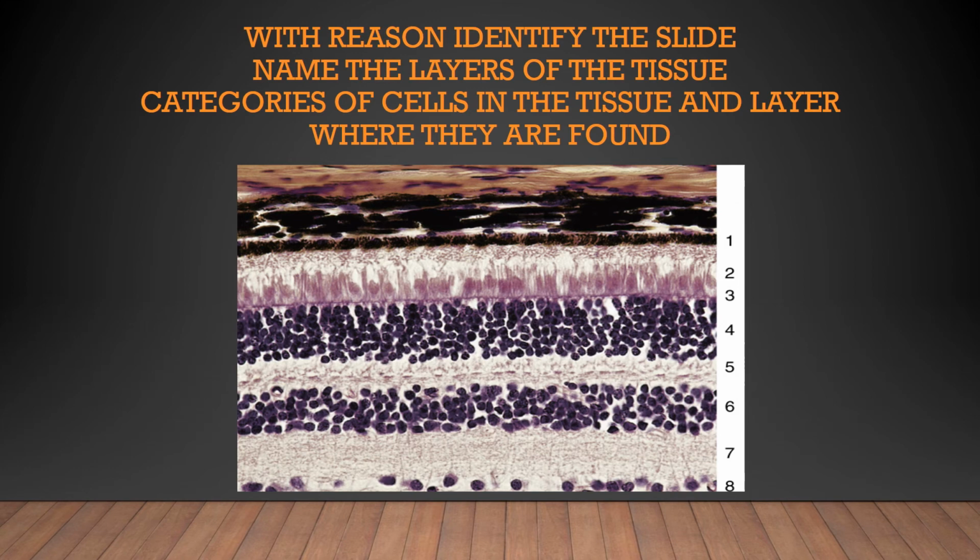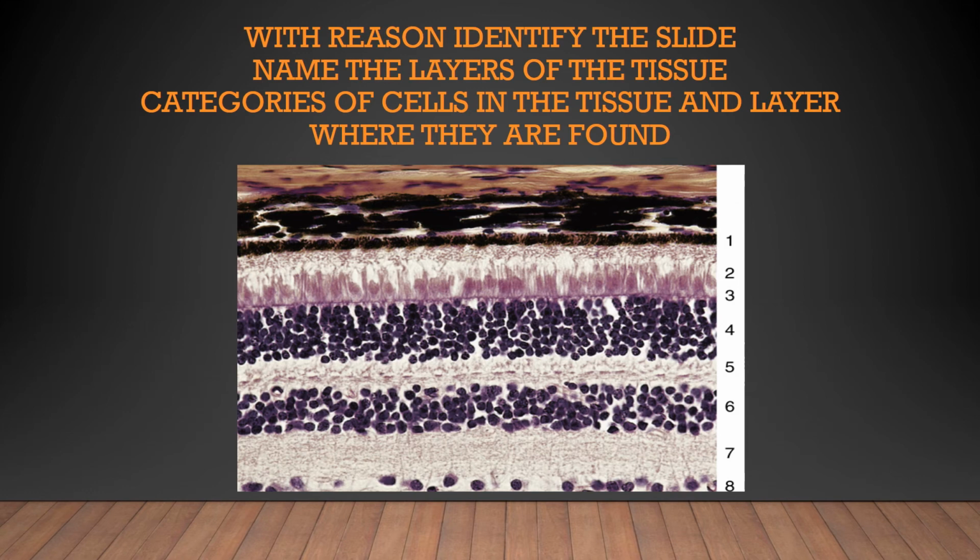So as for the cells in this tissue, you have the main neurons. So that's the bipolar neurons, which is found in the layer 6. Its cell bodies are found in layer 6. That's the inner nuclear layer.